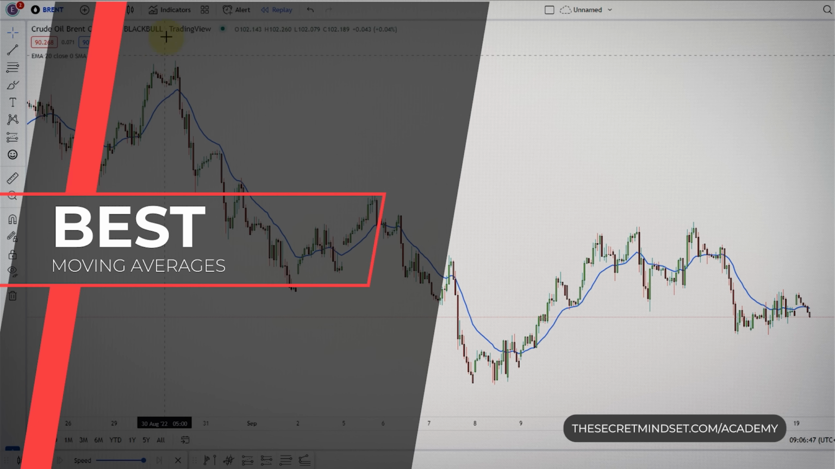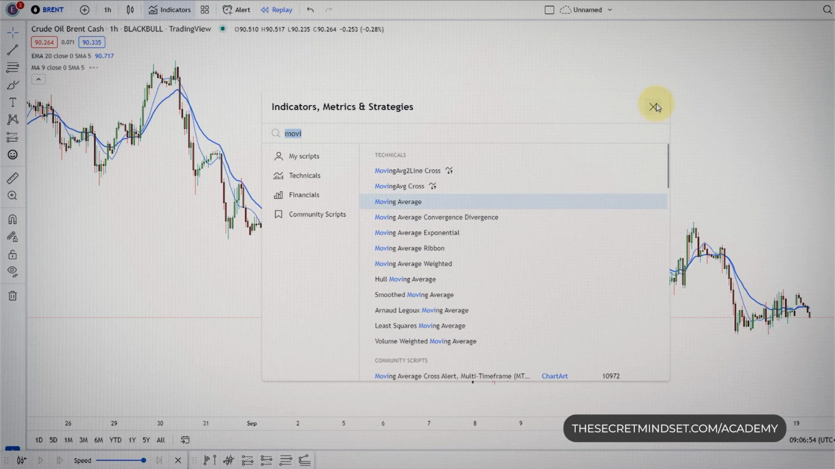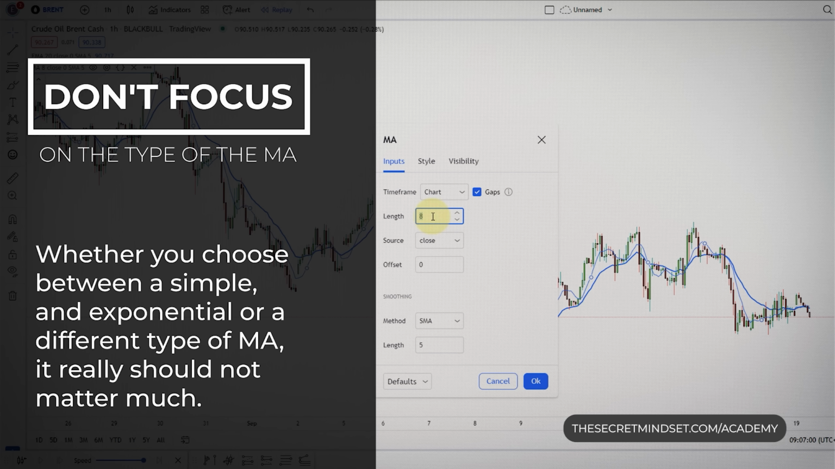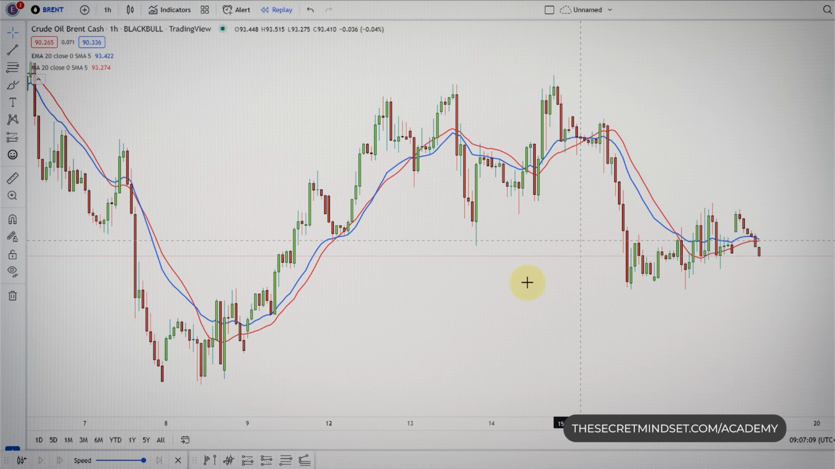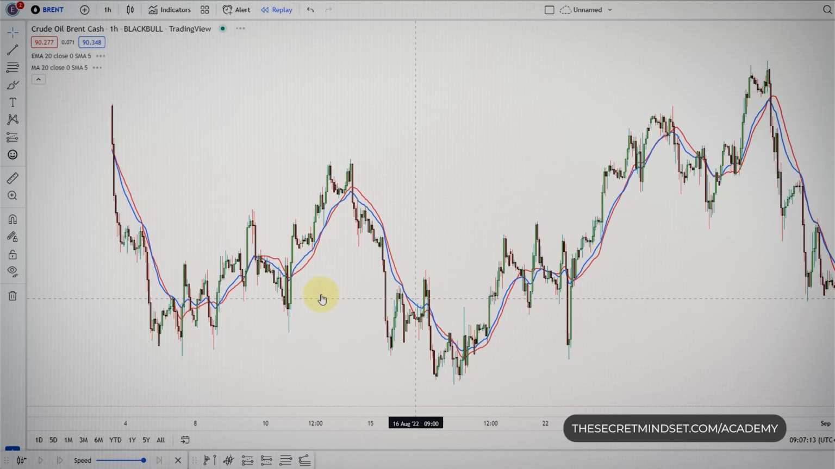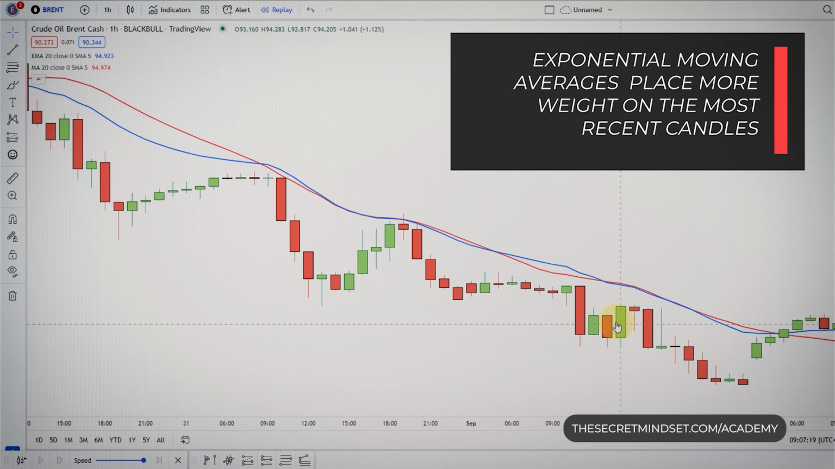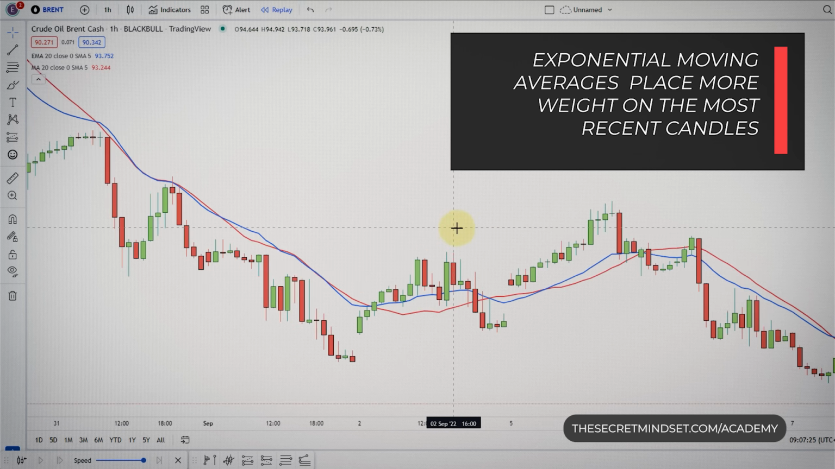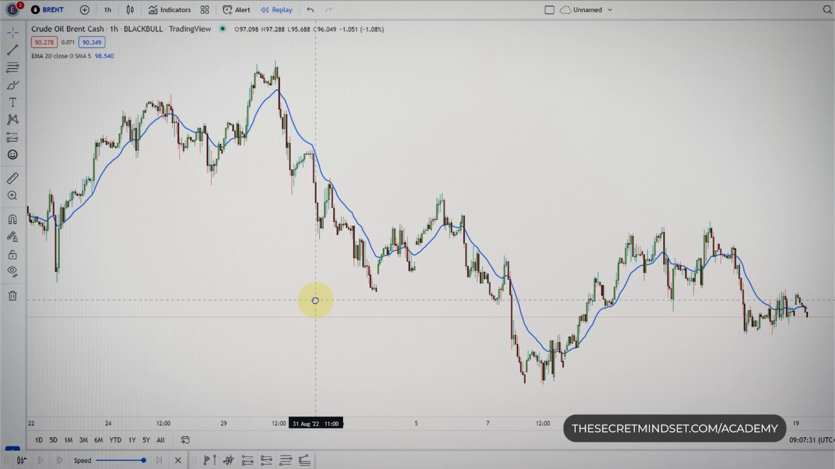Now, I get asked a lot which moving averages are the best. From my experience, most moving averages work well if you use them properly. Whether you choose between a simple, an exponential, or a different type of moving average, it really shouldn't matter much. The difference between a 20 EMA or a 20 simple moving average is very small, and the understanding of the market will roughly be the same. I prefer using exponential moving averages because they place more weight on the most recent candles, as opposed to the simple moving average. I use the 20, 100, and 200 EMA, but you can change the period as you wish.